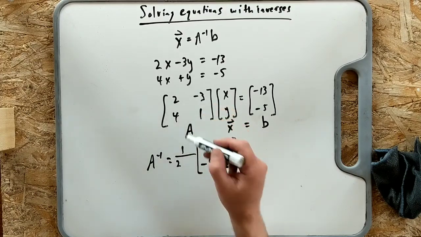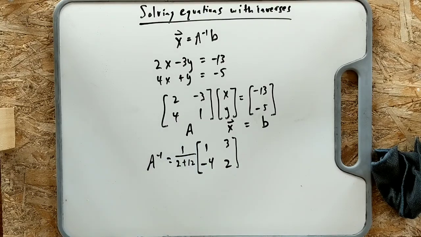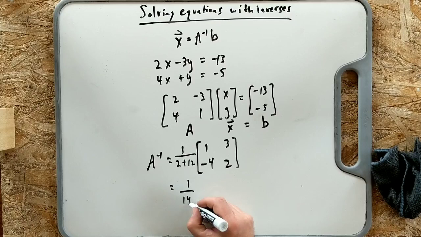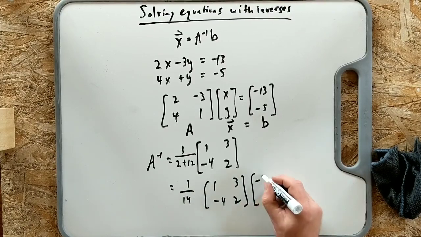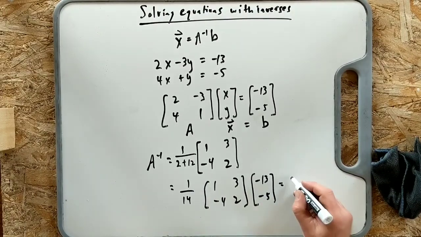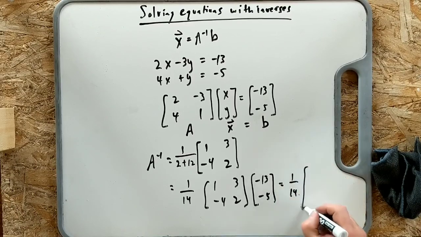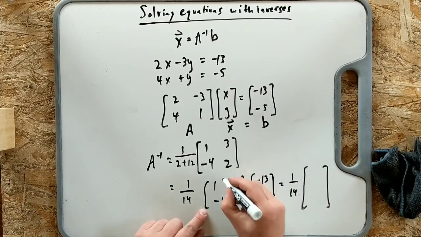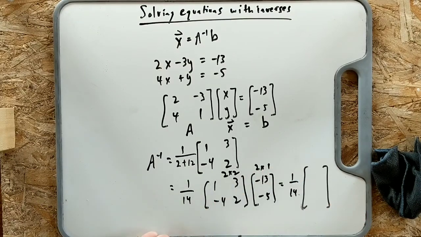2 minus 12. That's likely. 2 plus 12, which is 1/14. 1, 3, negative 4, 2. And then I'm going to multiply that by negative 13, negative 5. Doesn't look like it's going to work, but it will. Keep the 1/14 out for the moment. This is a 2 by 2. This is a 2 by 1. We're going to end up with a 2 by 1, which is why I wrote that right there.